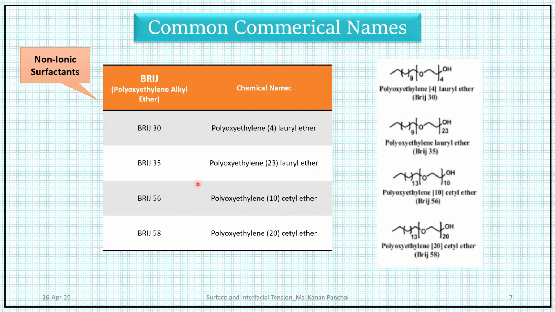Now, how will you remember this? The grades 30 and 35 will come as lauryl ethers. Only the number of polyoxyethylenes is changing. And Brij 56 and 58 are nothing but cetyl ethers, again with the difference only in the number of polyoxyethylene. Also note that Spans, Tweens and Brij, all three of them are non-ionic surfactants.